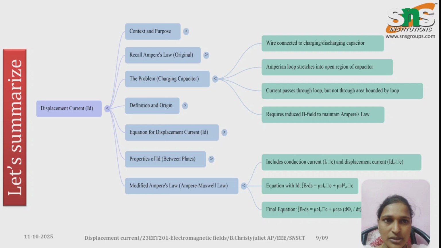So in today's topic we have discussed displacement current with the basic equation of Ampere's law, and then we discussed capacitor charging, and finally we gave the definition of displacement current, which plays the actual role in the capacitor. We have also discussed the properties of displacement current between the plates, and finally we concluded with the modified Ampere-Maxwell law.